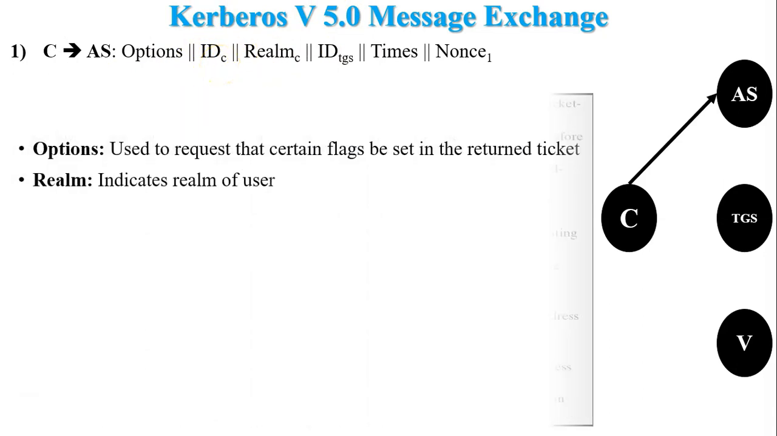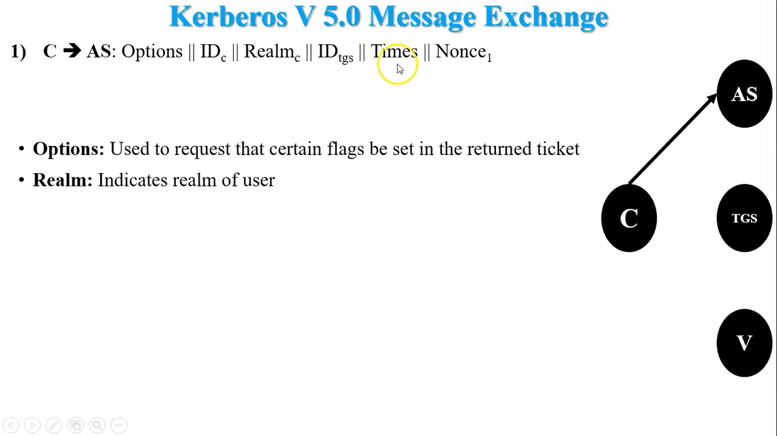The third one is REALM-C. It indicates the realm of user. So it means the realm of client. The fourth one is IDTGS. It indicates the ID of ticket granting server. So here, why is IDTGS sent by the client to the authentication server? Because client wants to request the ticket of TGS from the authentication server.